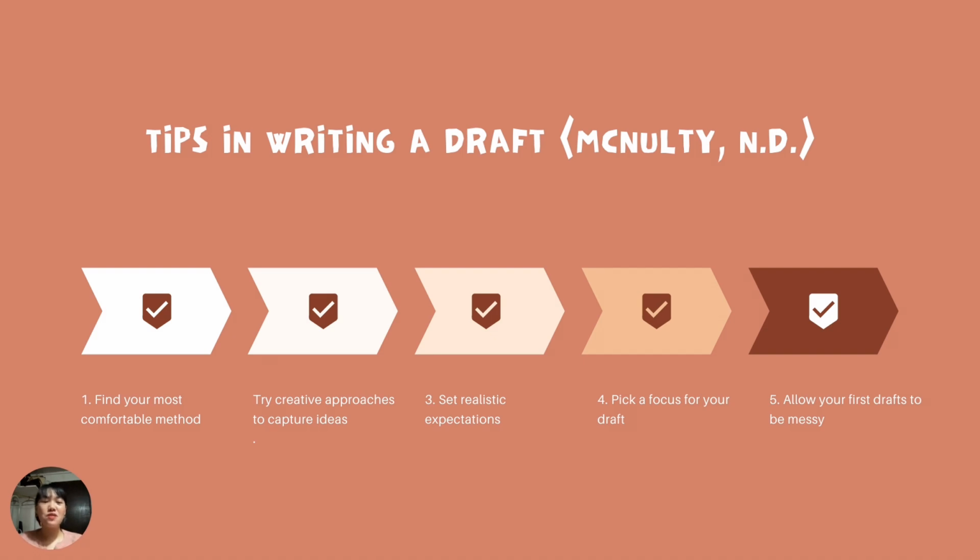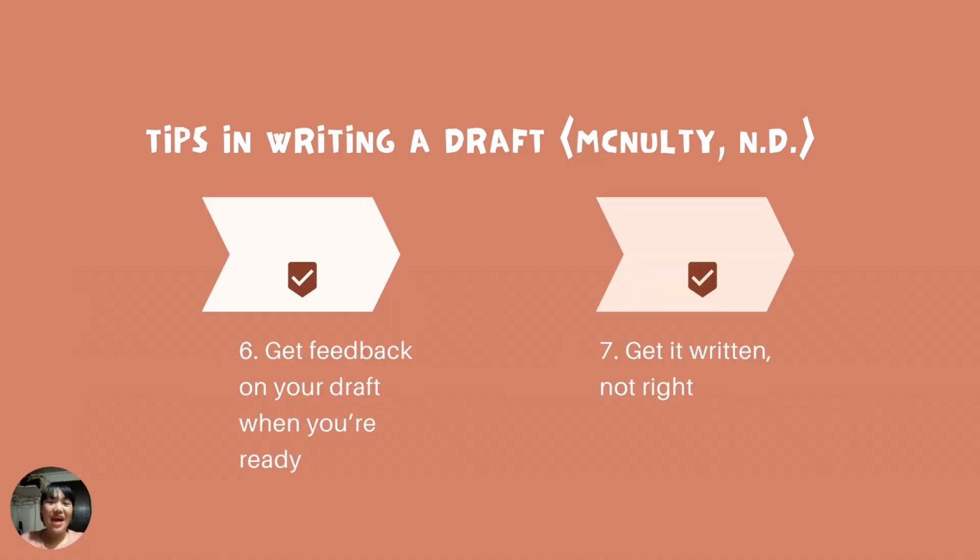We have here tips in writing a draft by McNulty and D. First, when you write a draft, find your most comfortable method. Second, try creative approaches to capture ideas. Third, set realistic expectations. Fourth, pick a focus for your draft. Fifth, allow your first drafts to be messy. Sixth, get feedback on your draft when you're ready. And seventh, get it written, not write. So these seven are the tips in writing a draft.